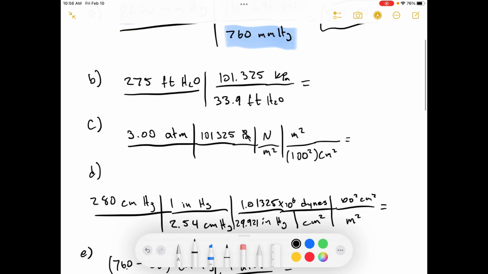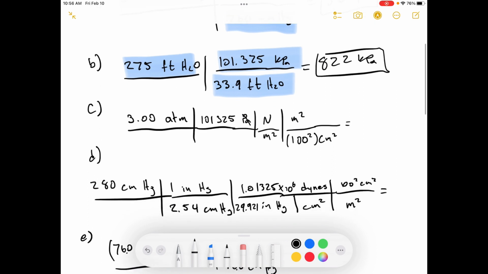Okay, so for part B, we've got a similar kind of thing. We have feet of water, and we're turning it into kilopascals. So start off with this much water. We divide by how much water is in 1 atmosphere, multiply by how many kilopascals are in 1 atmosphere, and you get units changed.